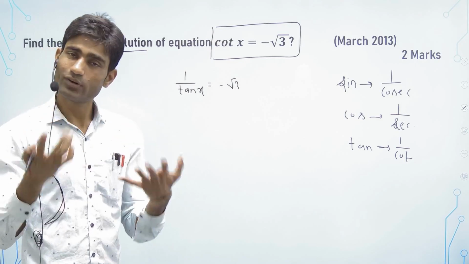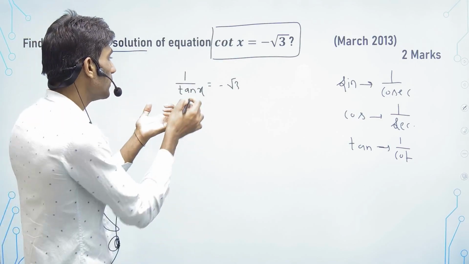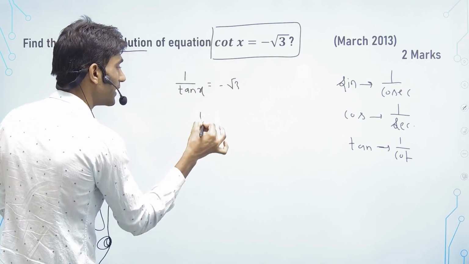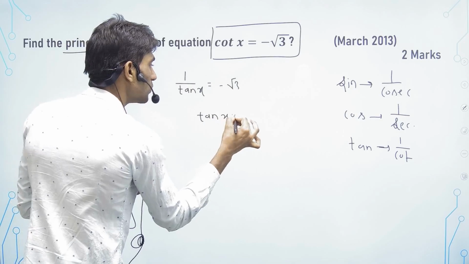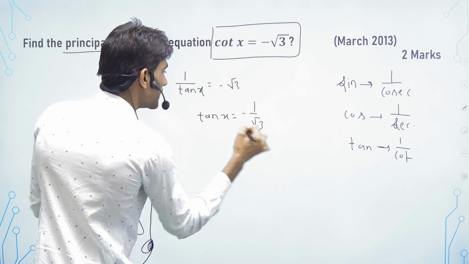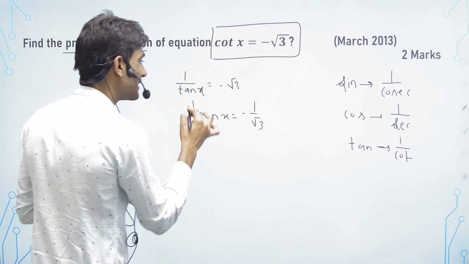Okay, so we want to find the value for tan x. So what we do, just take the reciprocal on both sides. So we'll get tan x equal to negative of 1 by root 3. Reciprocal from here and the other side as well. So I got tan x as negative of 1 by root 3.